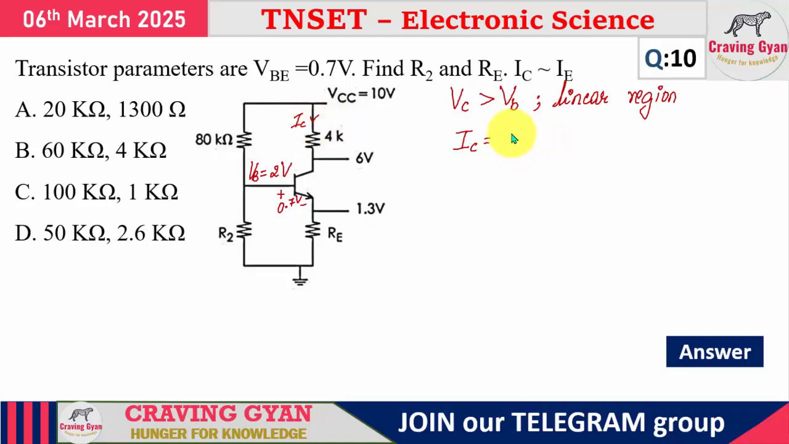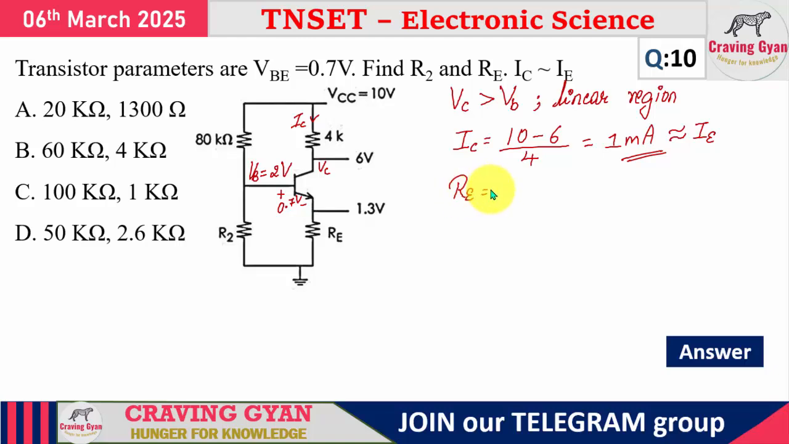The current is flowing from VCC to VC. So it is 10 minus 6 divided by 4K, which will be equal to 1 milliampere. Now what is the value of RE? IC is approximately equal to IE.